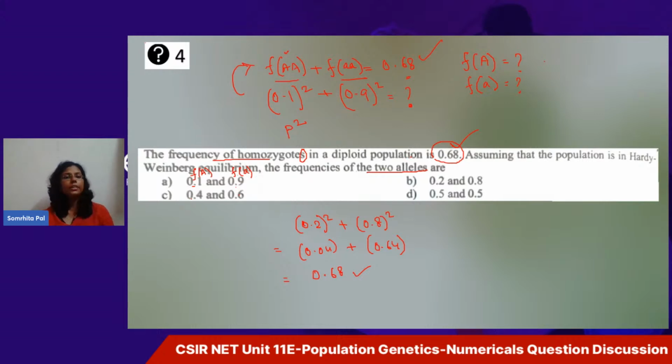See, such simple questions these are. So this is another way. You cannot approach it in the direct manner. You have to go by back calculation.